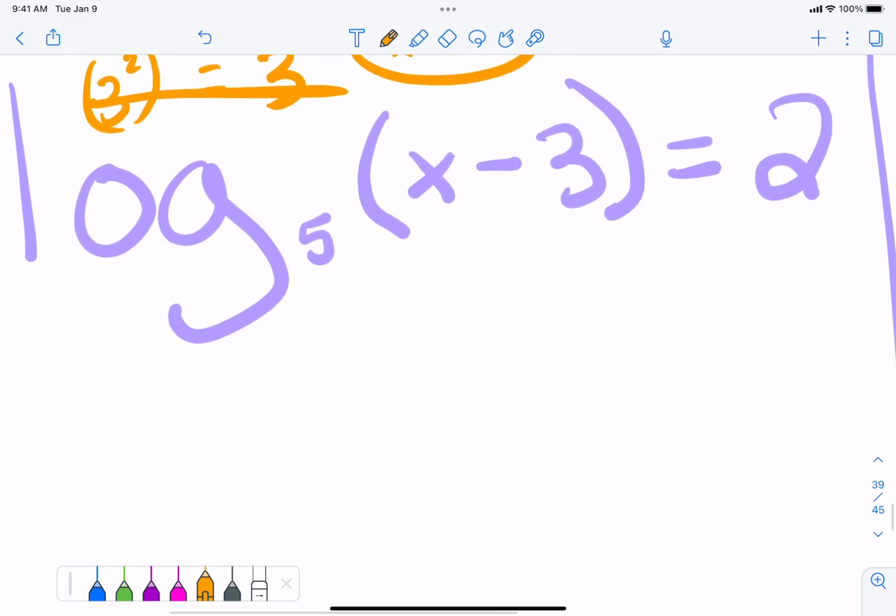Okay, solve this one. Solve for x. Log base 5 of x minus 3 equals 2. Whew, that's a lot. It's not that bad. Log base 5 of x minus 3 equals 2. Okay, see what you get. I'm done already. Are you? I am.